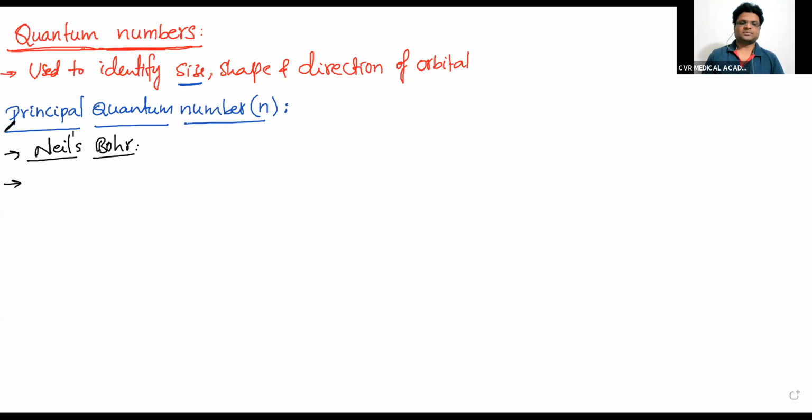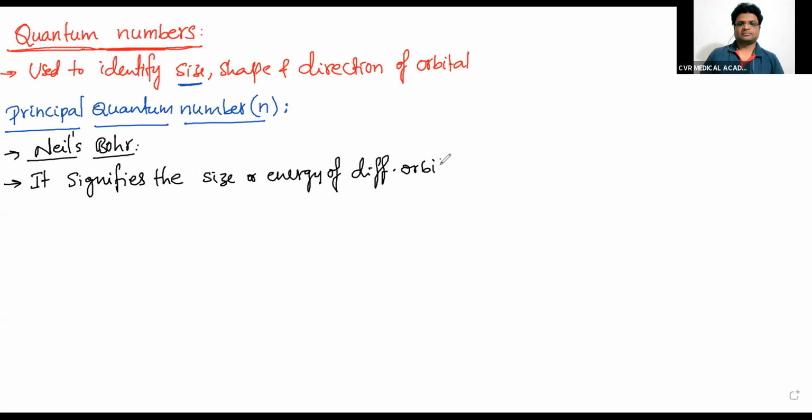And what is this principal quantum number? It signifies the size or energy of different orbitals. What are the limitations of this n value? n can have values 1, 2, 3, 4, and so on up to n, of course, all integral values.